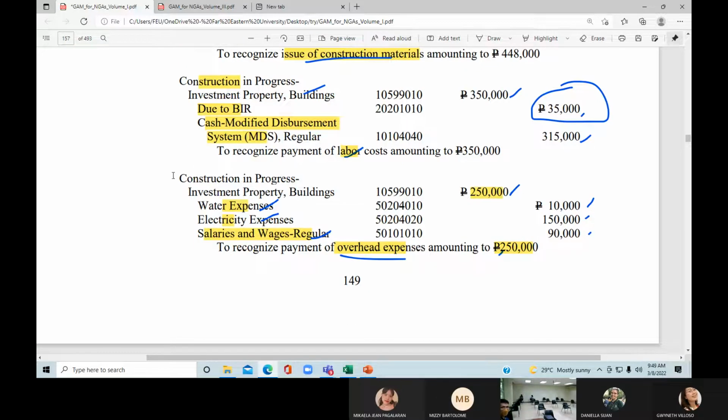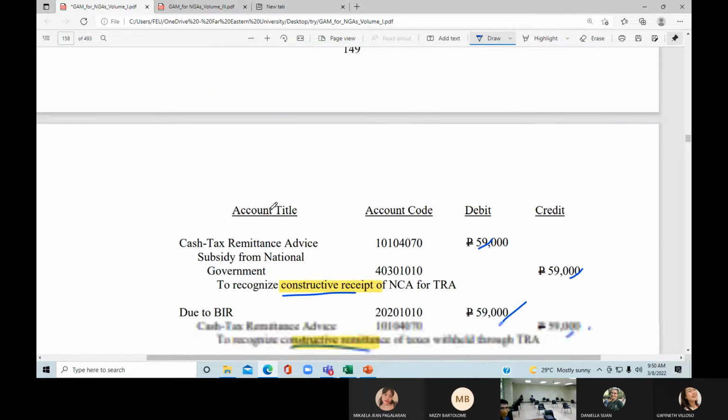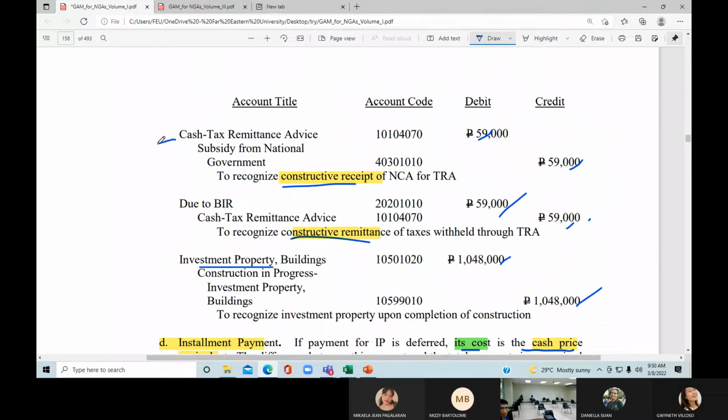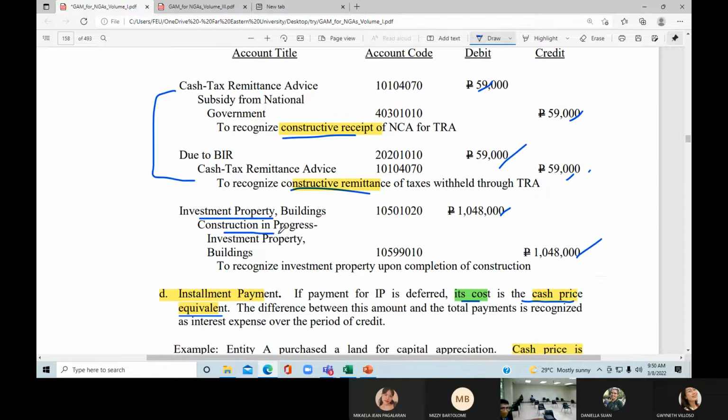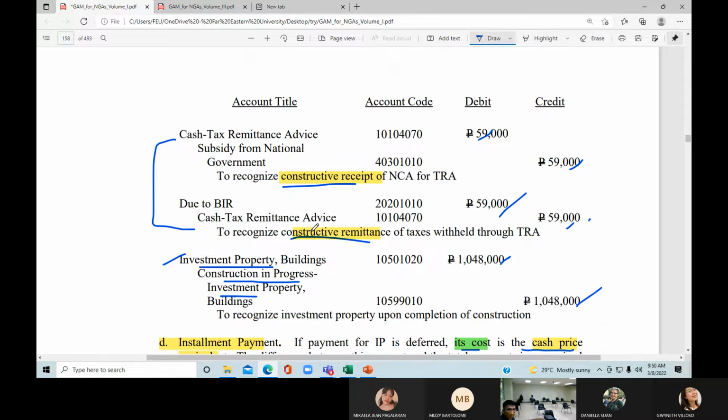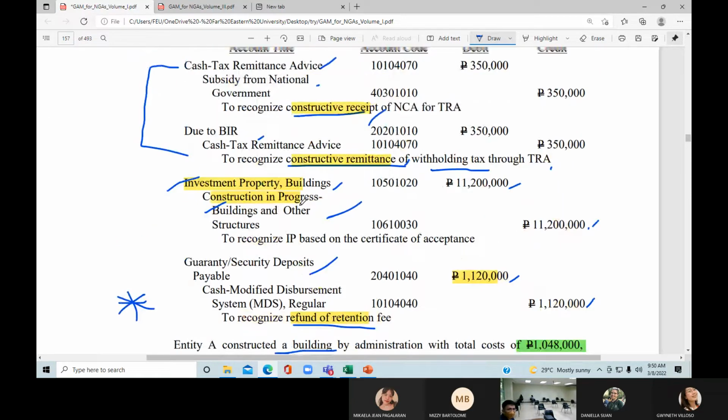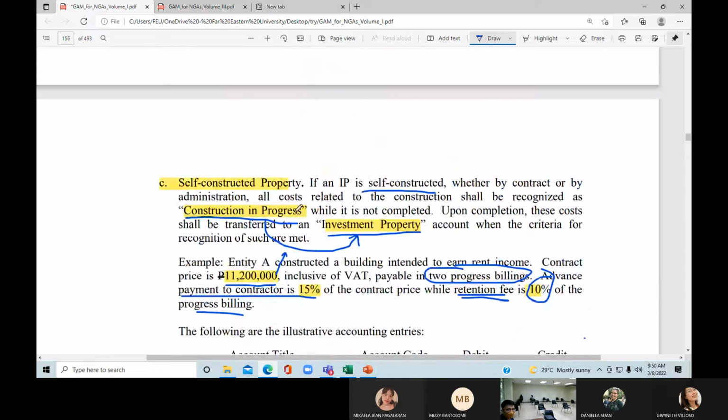For overhead, ganun pa rin, no? Debit, CIP, credit. Dito nag-assume siya ng iba't ibang values ng overhead expenses, water expenses, electricity, and salaries and wages sa regular. Ayan. Then yung constructive receipt and constructive remittance, hinentry niya ulit. Then yung pag-transfer ng construction in progress account sa investment property. Debit investment property, credit, CIP. Okay. So ganun lang naman. Pag self-constructed, yung investment property.